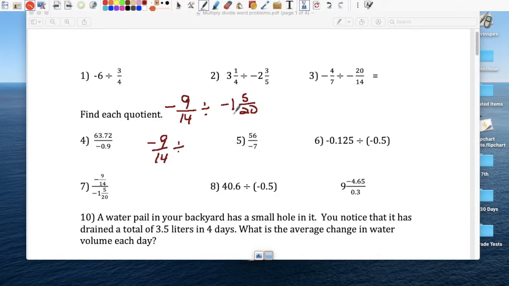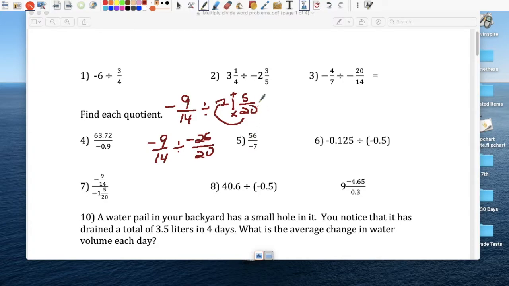So 20 times 1. If you like, you can always put an x here and a plus to remind you of what you're doing, right? So we're going to go this way, in that direction. 20 times 1 is 20, plus 5 is 25. Don't forget that negative sign, over 20.